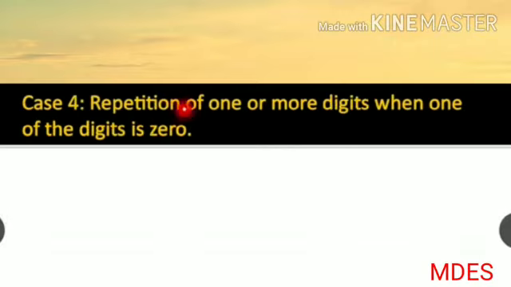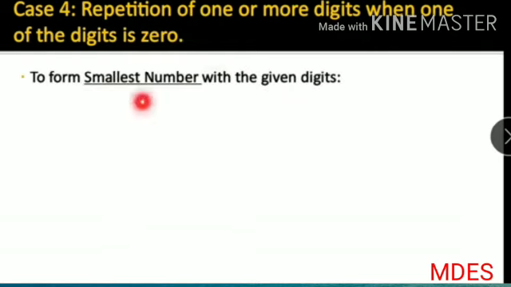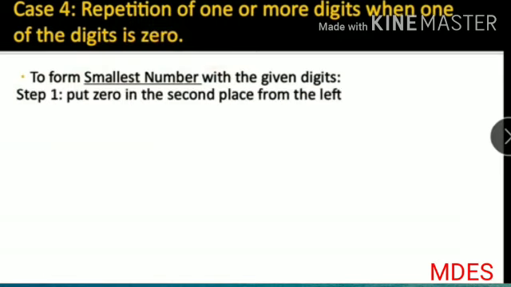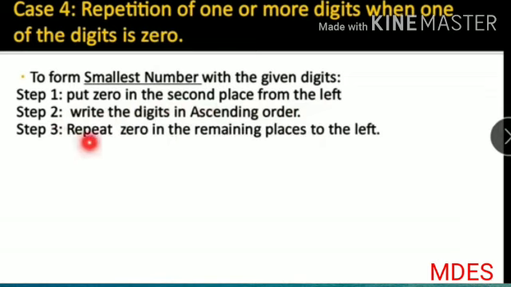Case 4: repetition of one or more digits when one of the digits is 0. Whenever we have some digits and one of them is 0, and repetition is allowed, in order to form the smallest number, the first step is put 0 in the second place as we have done in case 2. Step 2 is write the digits in ascending order, as we have done in cases 1, 2, 3. The third step is repeat 0 in the remaining places to the left. Here you have to repeat the smallest digit. 0 is the smallest, so just repeat the 0.